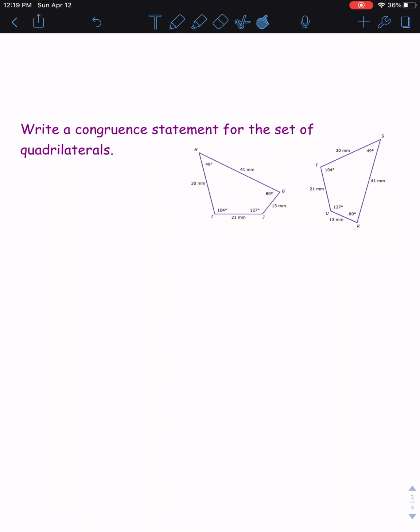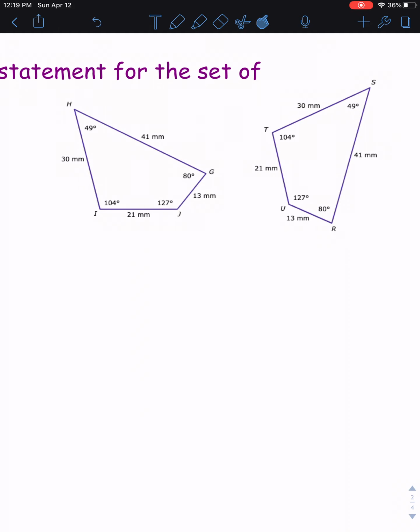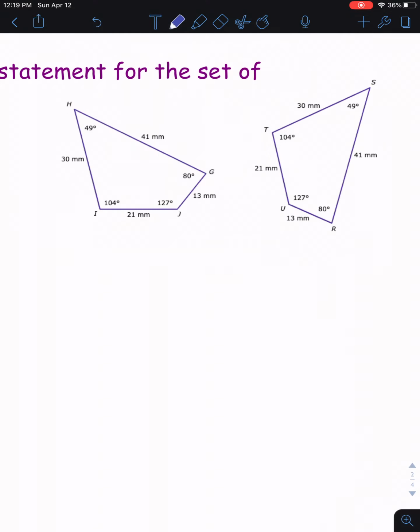Now we're going to go the other way around. So it says write the congruent statement for the set of quadrilaterals. What's nice about this example is that each one of those angle measurements are given to us. So we can use those angle measurements to help us write this congruent statement. So I'm going to go through and I'm going to mark all my congruent angles. So right here I see an angle of 49 degrees. So I'm going to find my other angle of 49 degrees, which would be angle S. So I'm going to give him the same type of marking to show that, hey, those two angles are congruent.